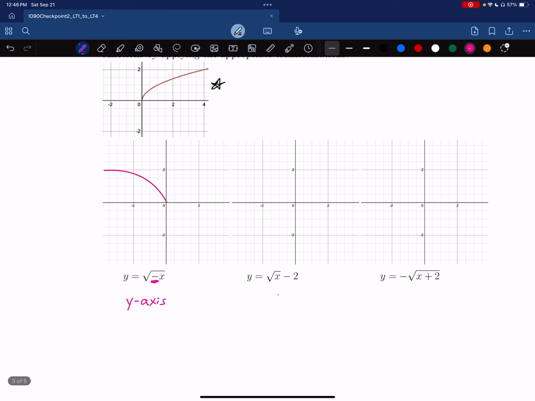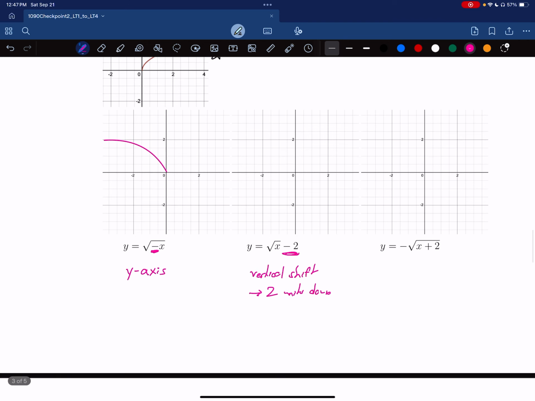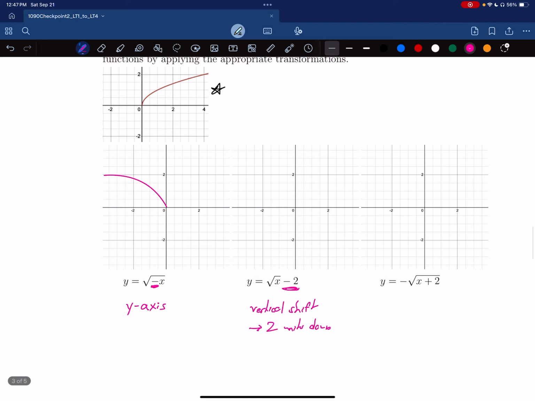Now this next one, it's a -2, but it's outside of that square root. So I'm thinking a vertical shift here. More specifically, 2 units down. And that's because of the -2. So we'll end up having the same exact curve, but starting 2 units down. So it'll look like this, because we're going to be starting at -2.